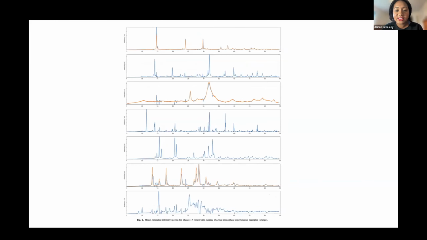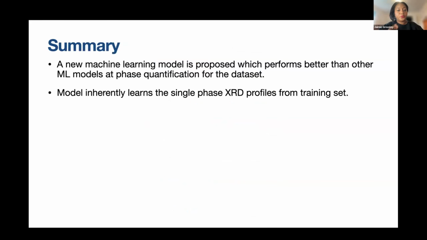And then here we've seen what an actual spectrum looks like. An actual experimental example is what we have in orange, and what the model learns are these spectra in blue. So you can see, at least where we have actual monophase experimental examples, the first, the middle, and the second to last one, it looks pretty good in terms of being able to learn the shape of the XRD profile.